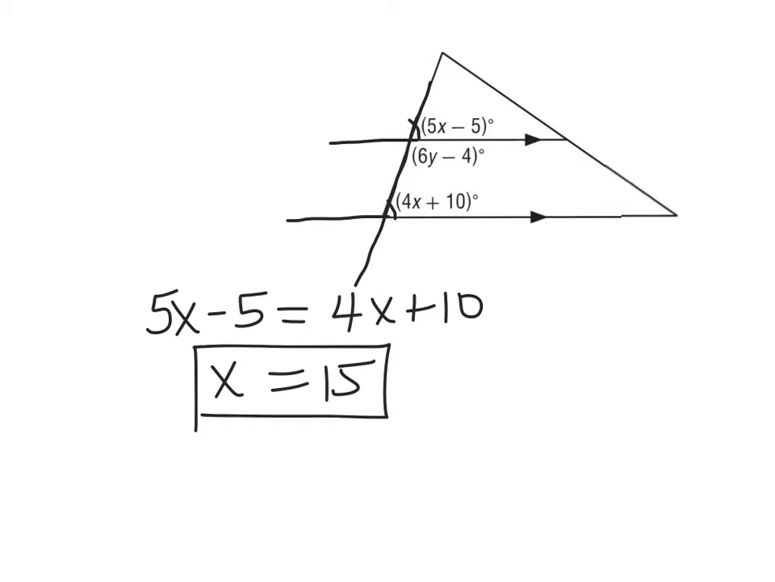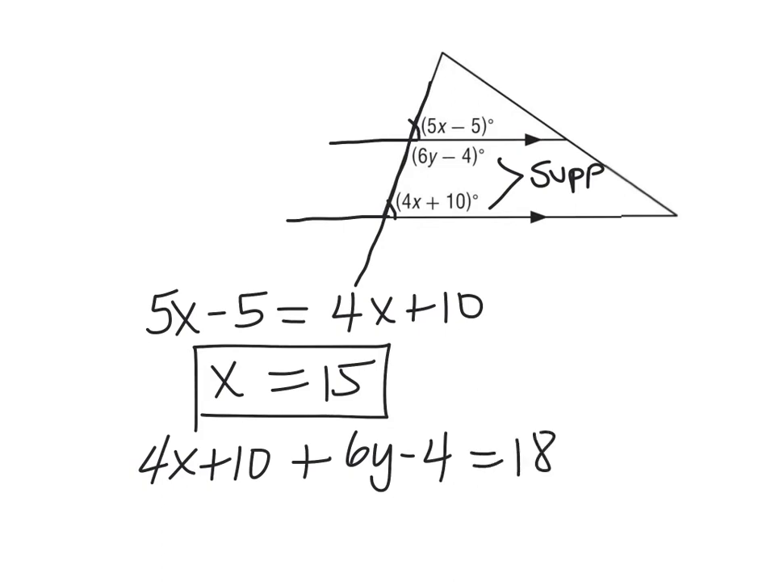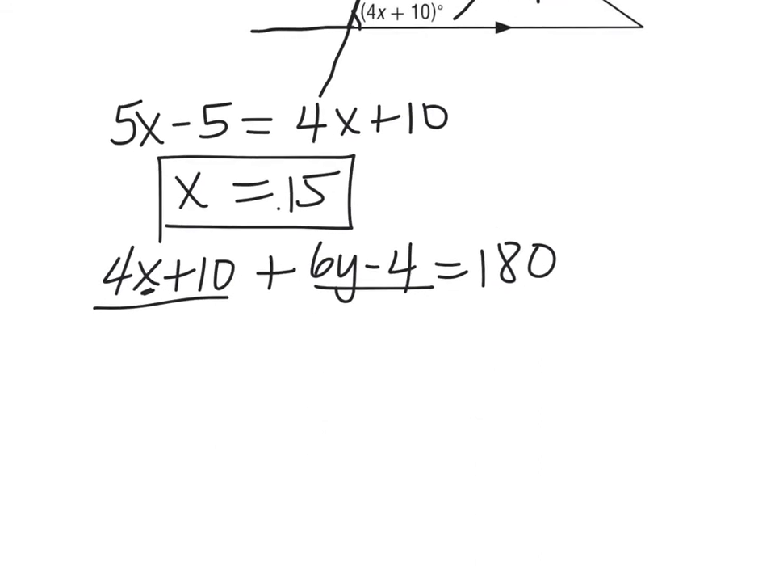Then, to solve for the y, I know that these two angles are supplementary because they are consecutive interior angles. Okay, so I can say 4x plus 10 plus 6y minus 4 equals 180. So you're either going to set them equal or add them up to equal 180. Okay, so I know that 15 goes with my x, and so I'm going to go ahead and set that in to make it so I have one variable and I can solve for it better.